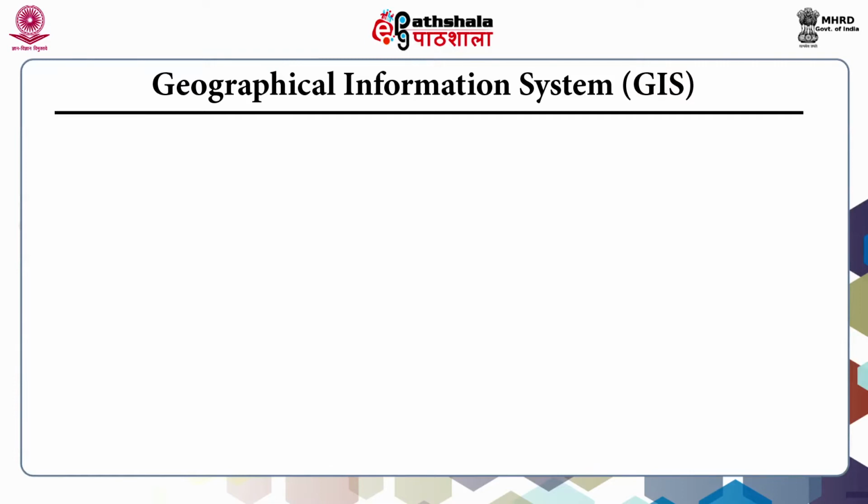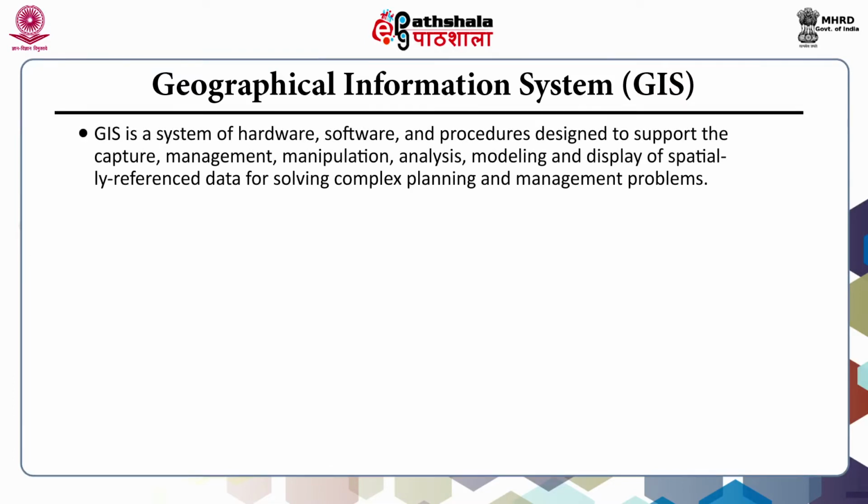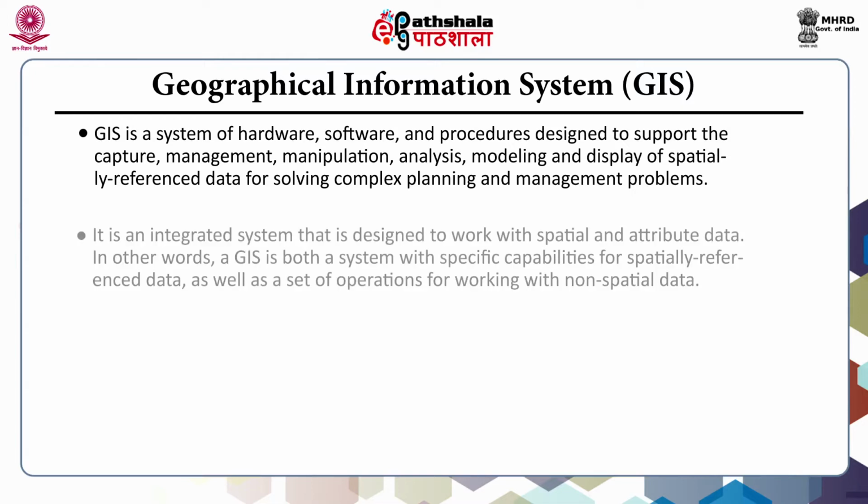Geographical Information System. GIS is a system of hardware, software, and procedures designed to support the capture, management, manipulation, analysis, modeling, and display of spatially referenced data for solving complex planning and management problems. It is an integrated system that is designed to work with spatial and attribute data. In other words, a GIS is both a system with specific capabilities for spatially referenced data as well as a set of operations for working with non-spatial data.